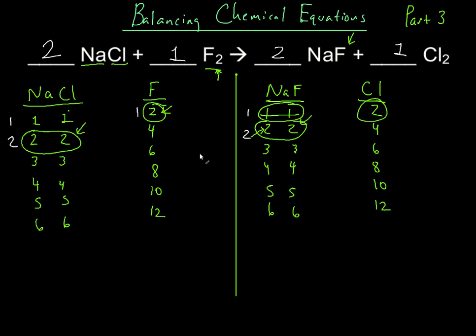So the question here is, did it actually balance? Well, as you can see, we have 2 sodiums and we have 2 sodiums. We have 2 chlorines, 1 times 2 chlorines. We have 1 times 2 fluorines, and 2 times 1, which is 2, fluorines. So we have a fully balanced chemical equation.